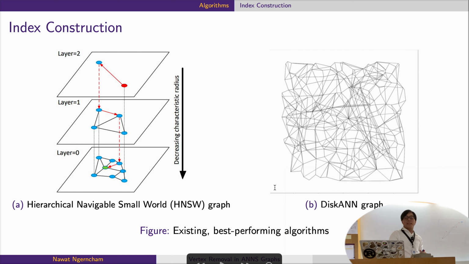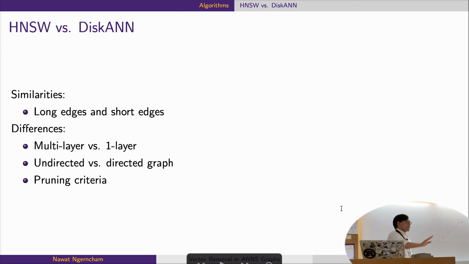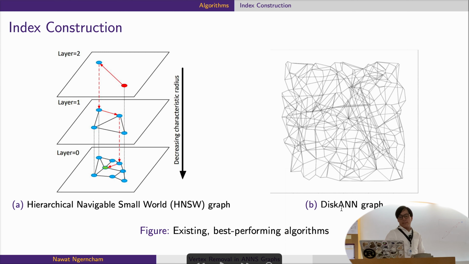A similar idea can be seen in DiskANN graph, but instead of having multiple layers, it kind of squashes everything into the same layer. So between the two algorithms, the similarity is that they express some kind of long edges and short edges relationship. So in handsaw, its long edges are in the higher levels. So you can imagine that in the highest level, there aren't a lot of points and they are kind of far from each other.